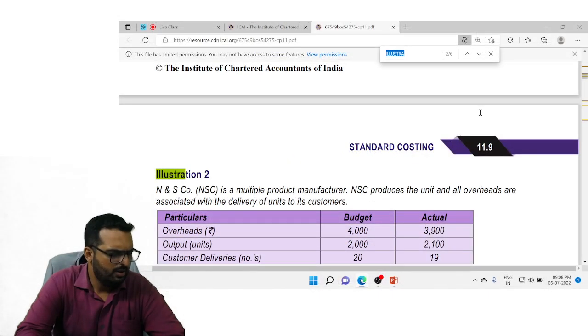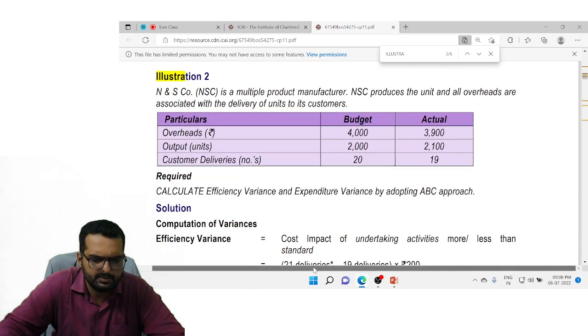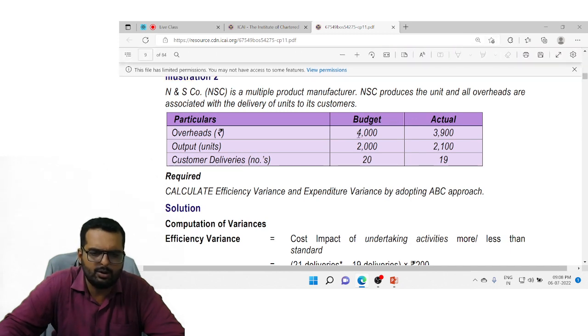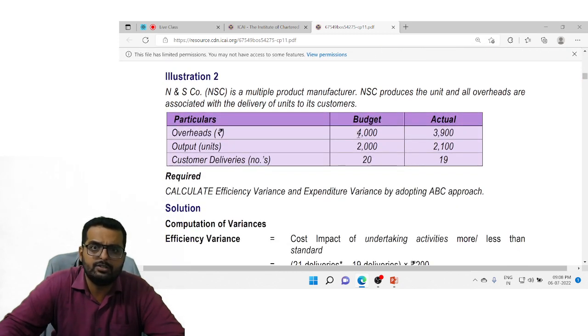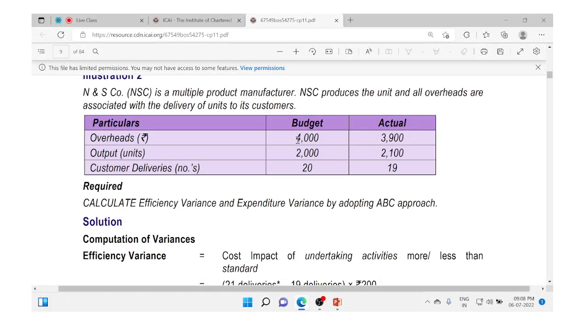Okay. Illustration number 2 is based on activity based costing. All right. Can you just read through this and understand this question? Just keep that one rule in mind. Standard is based on actual output. I'll give you 2 minutes. Please go through this.